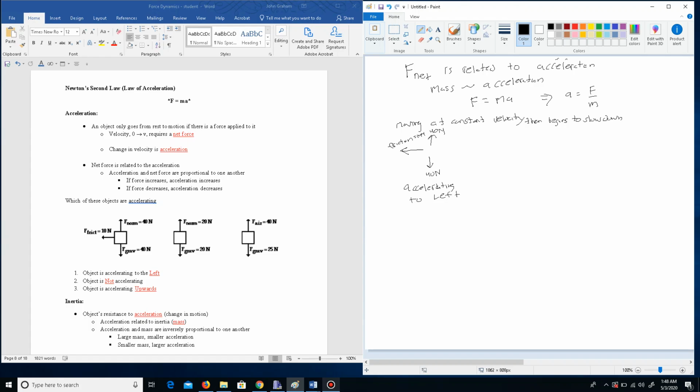Okay. Object 2, it could just be sitting there. It could be moving at a constant velocity. But these cancel each other out and we have no forces left or right. So it's not accelerating.